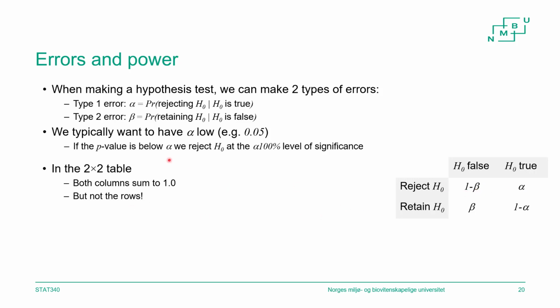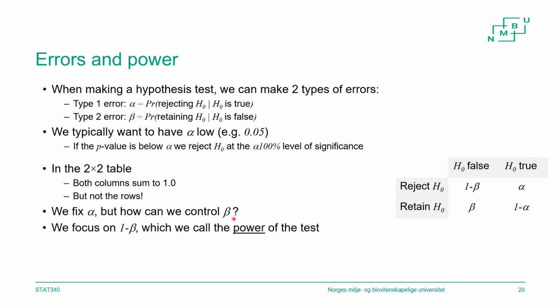So the alpha is sort of what we decide by deciding this rejection threshold. But at the same time, this inflicts this beta, sadly. We fix alpha, but how can we control the beta? Yeah, that's a different story. And that's what we are going to see a little bit now.